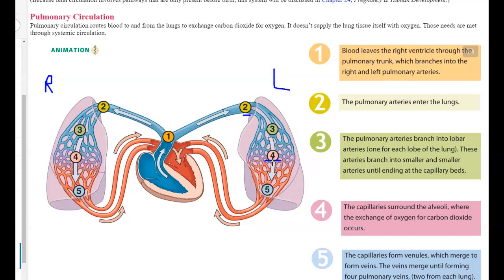It's not oxygenated. The blood will pick up oxygen in the capillaries of the lungs, and then it will head back. Since it's going to the heart, it's veins. So it will head back in the pulmonary veins to the left side of the heart, collecting in the left atrium. And it's paralleled in each of your lungs.